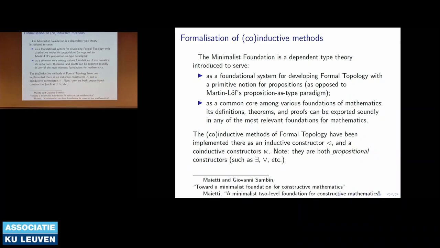So the co-inductive methods of formal topology were formalized with two constructors, an inductive type constructor and a co-inductive type constructor. But they are not just type constructors, they are propositional constructors. Since we are generating relations, something that lives in the logical realm, not in the set-theoretical one, they are not just general type constructors, but propositional type constructors, just like the existential quantification and so on. Okay, why am I stressing all of this?